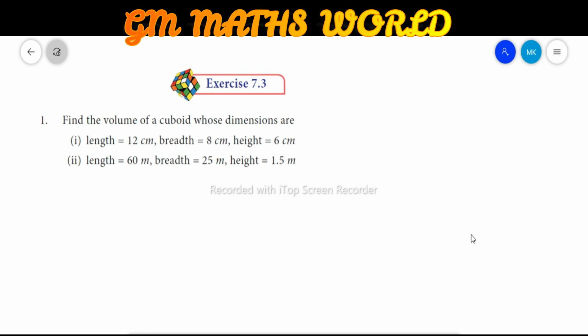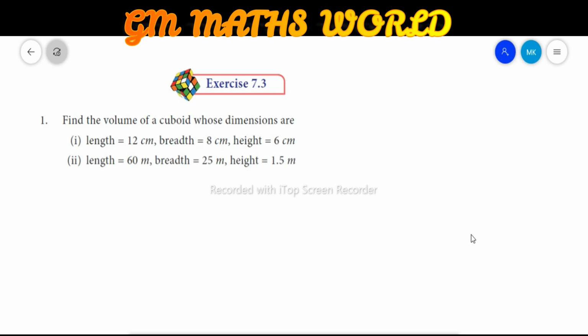Exercise 7.3. Find the volume of a cuboid whose dimensions are length equal to 12 centimeter, breadth equal to 8 centimeter, and height equal to 6 centimeter. Dear students, as you know how to find the volume of a cuboid, it was well explained in the class.